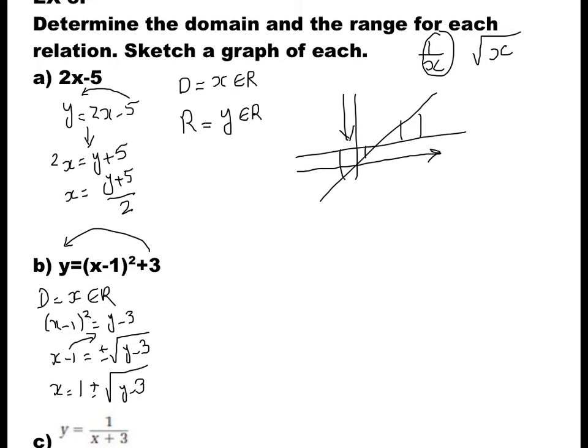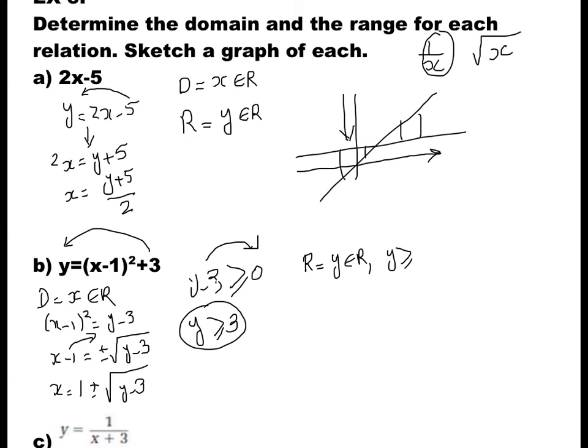Now to find the range, you can see that y is now under the square root, and since the value under the square root has to be positive, you can see that y minus 3 has to be greater than or equal to 0. If you move negative 3 to the right, we get that y has to be greater than or equal to 3. This specifies our range here. So we say that the range is y in R, and y has to be greater than or equal to 3.